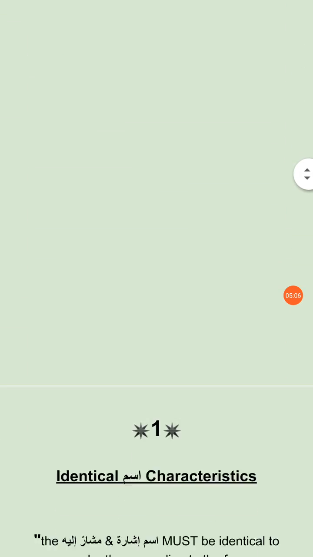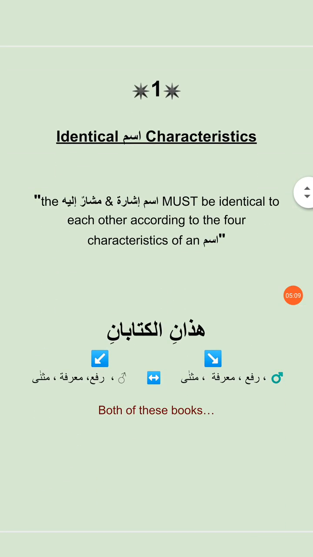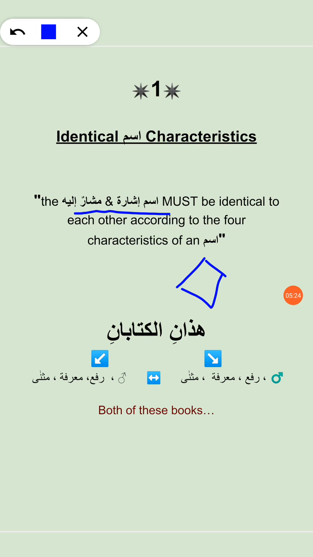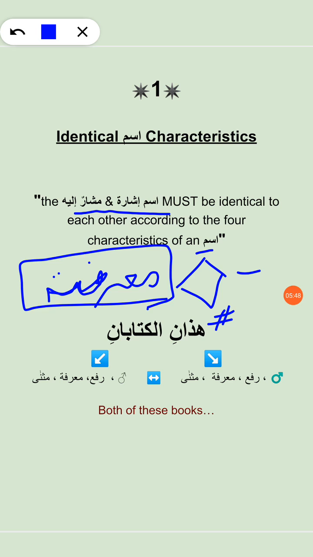First of all, our pointer number 1, that the musharun ilayh and the ism ishara have identical characteristics of an ism. So just to revise it once again, what are the 4 characteristics of an ism? We have the grammatical gender, we have i'rab, we have its number, and we have its status. We have already established that all the asma ishara are marfa by default, so that's done. We have one domain covered already. Then we are left with these 3.